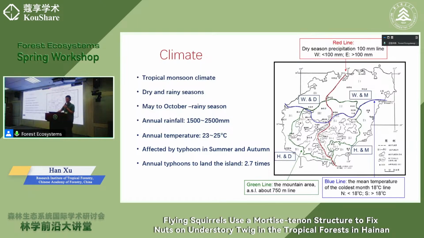For the climate, the typical climate of Hainan Island is tropical monsoon climate. There are dry and rainy seasons. May to October is the rainy season, and November to April next year is the dry season. The annual rainfall varies from 1,500 to 2,500 millimeters. The annual temperature is about 23 to 25 degrees. Hainan is really affected by typhoons in summer and autumn, about 3 times per year.